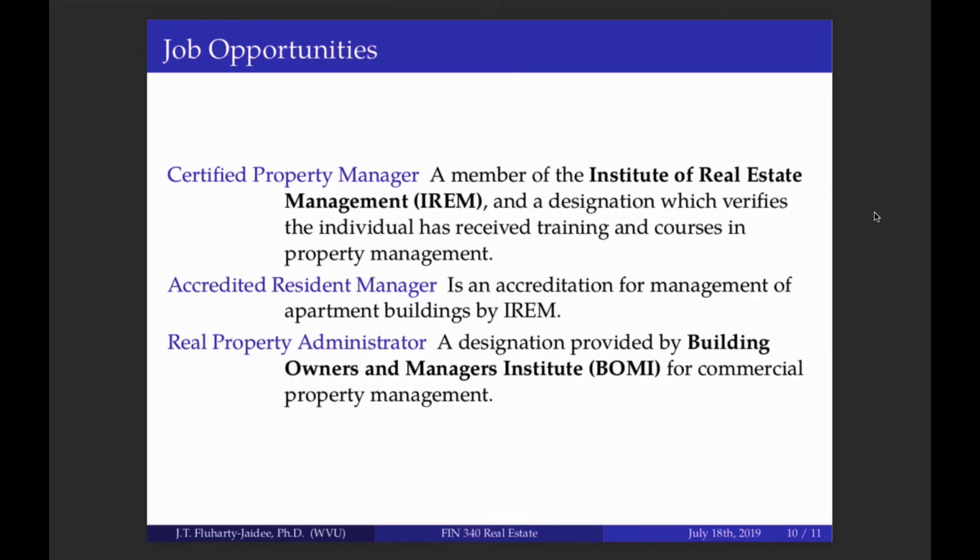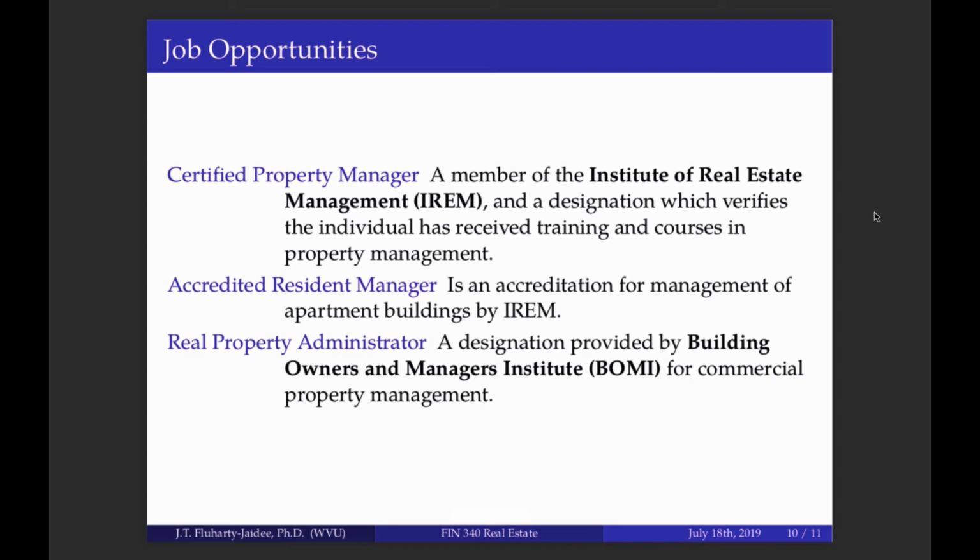Okay. So the last items we're going to go over here are some job opportunities that the individuals who are acting in the leasing environment can do. So you can be a certified property manager, which is an individual who receives a designation from the Institute of Real Estate Management, IREM. And this designation says that the individual has gone through some courses and training in how to manage properties. So how to make sure that the property is completely rented out, dealing with tenants, signing leases, creating leases, and maintaining the property.